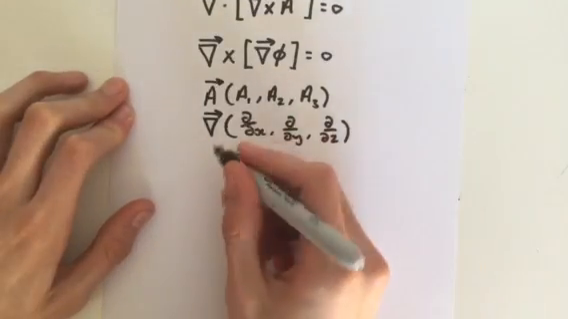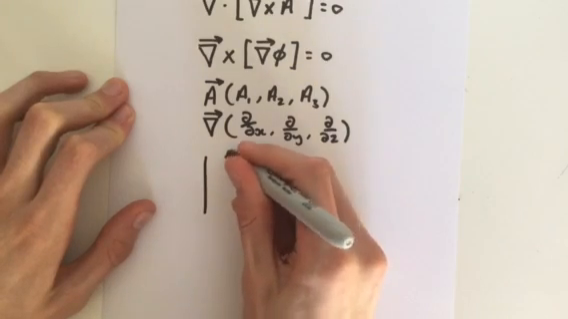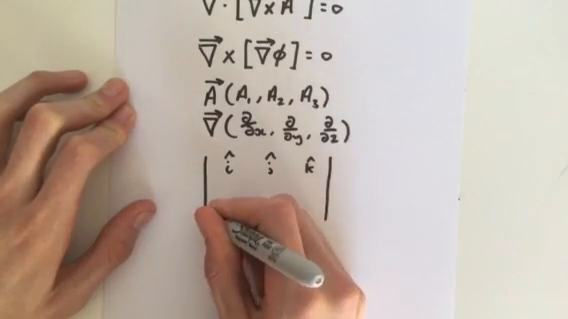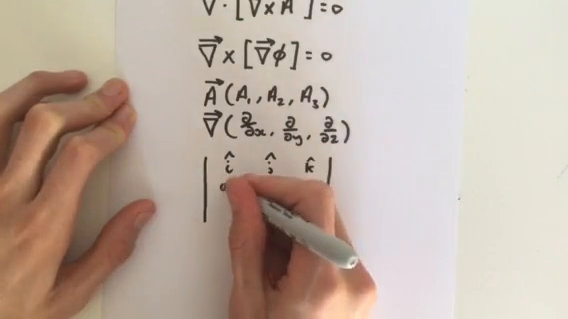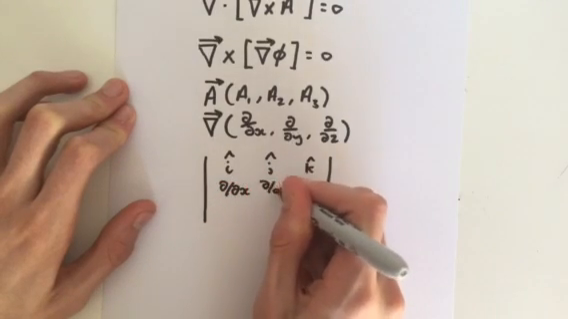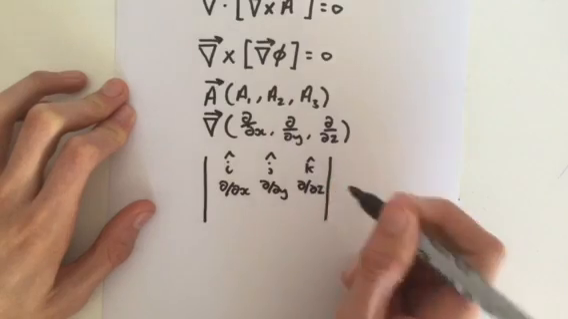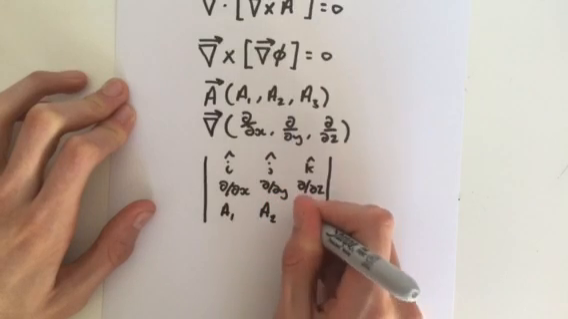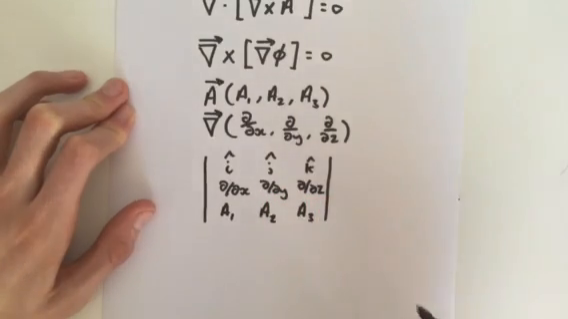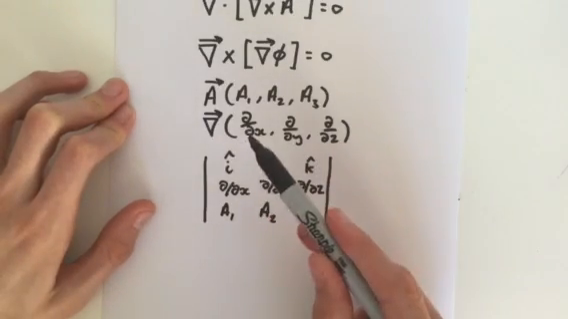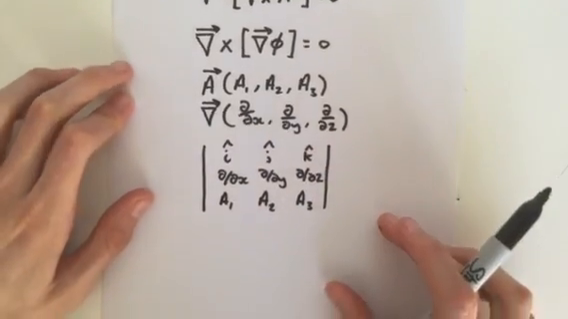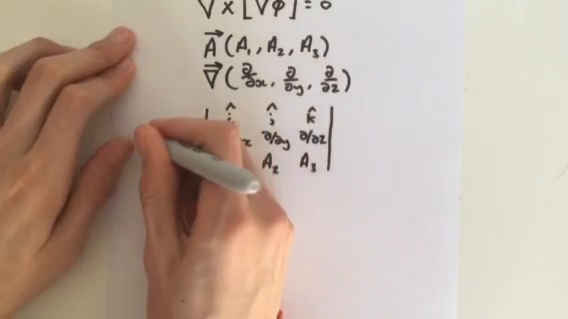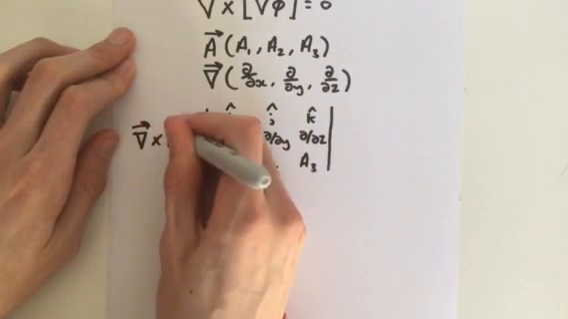So for the curl, we construct our usual table: i, j, and k. The components of our del operator are our partial derivatives. The components of our A vector are A1, A2, A3. You should be familiar with the cross product. In this case, it's called the curl, since we're involving the del operator. So we take these sub-determinants, cover up the i column, and we then get, just to make things clear, this is the curl.